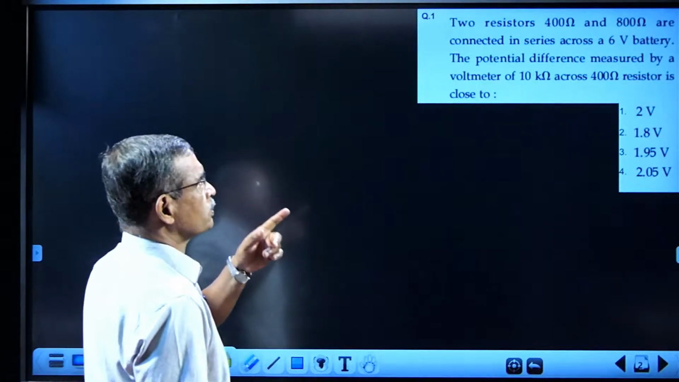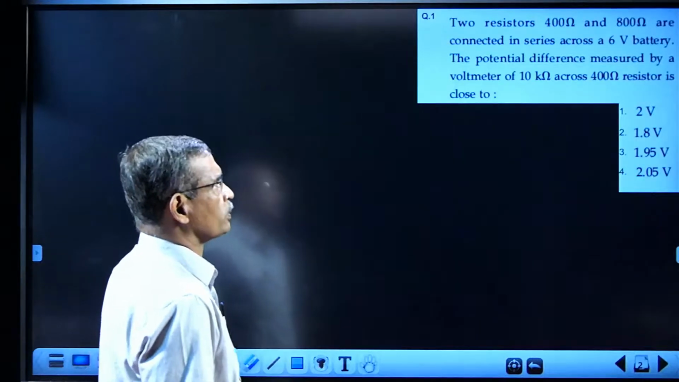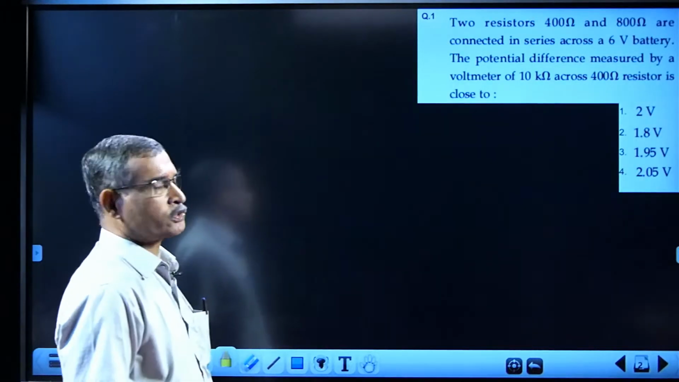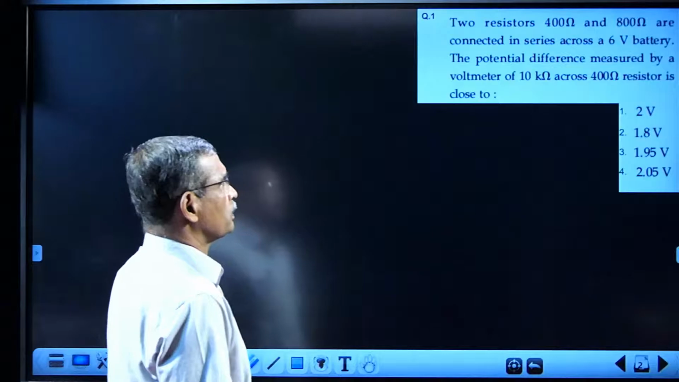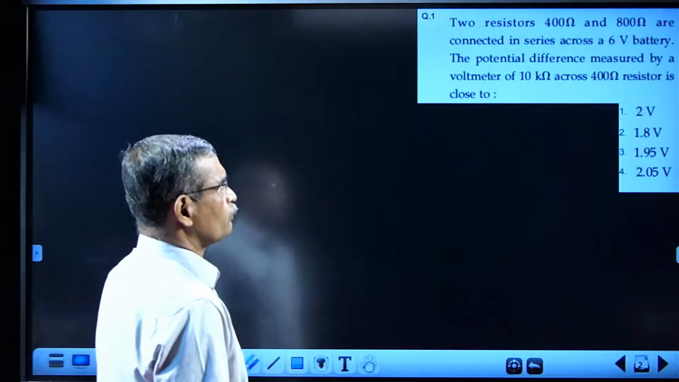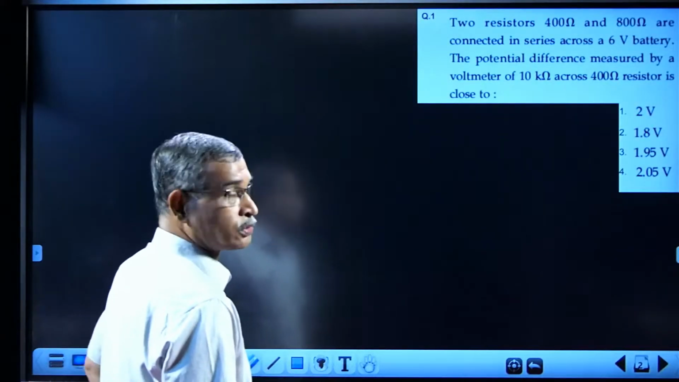Two resistors are connected in series across a 6-volt battery. The potential difference measured by a voltmeter of 10 kilo ohm across the 400 ohm resistor is close to.